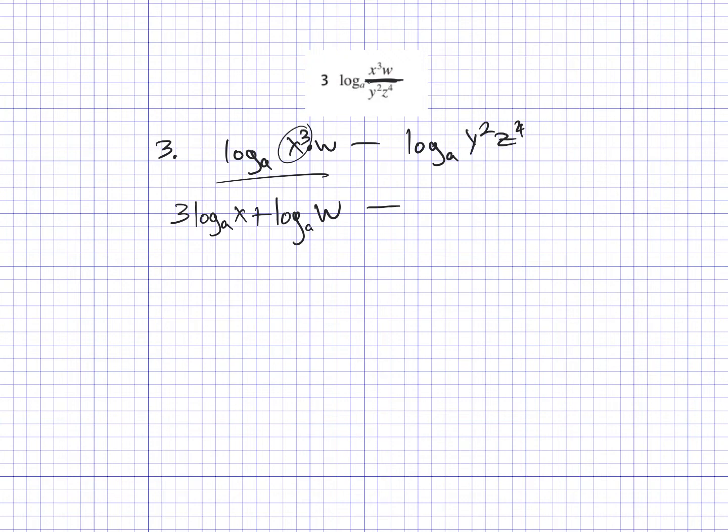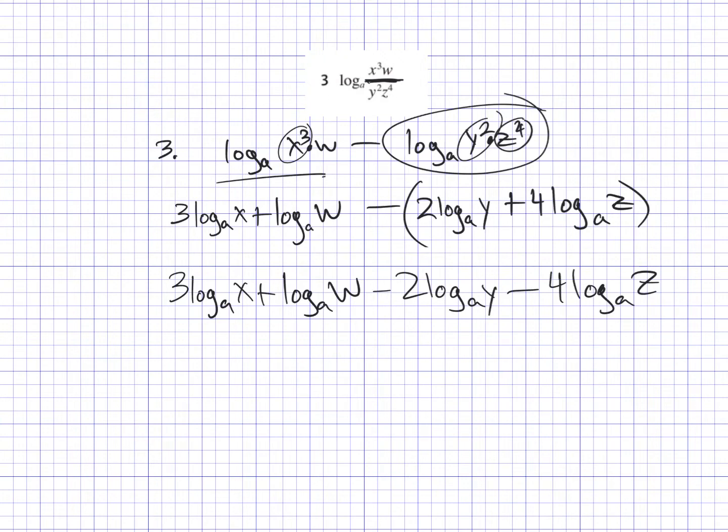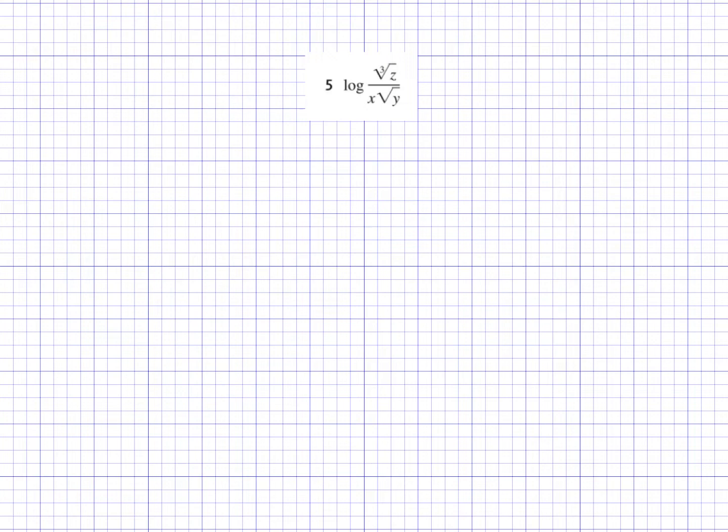All right, now minus, now we're subtracting this whole group. So we have y squared, so that'd be 2 log base a of y. Multiplication means plus, and we have an exponent here, so 4 log base a of z. All right, now you can leave it like this, but really it should be expanded with no parentheses. Minus 2 log base a of y minus 4 log base a of z. Okay, again, same thing. Try to do these on your own, best you can.